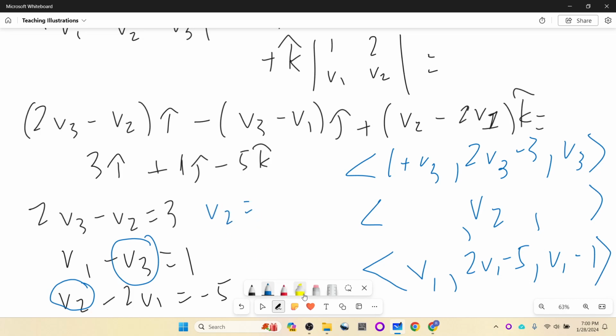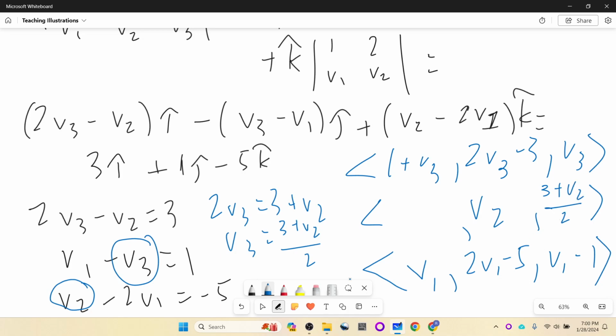Now you have to solve it out. I don't want to do that. Yeah, to solve for V3 and V1 in that case and plug it in there. Well, let's do that real quick, just for completeness sake. V2, V3 equals 3 plus V2. So V3 is 3 plus V2 over 2.